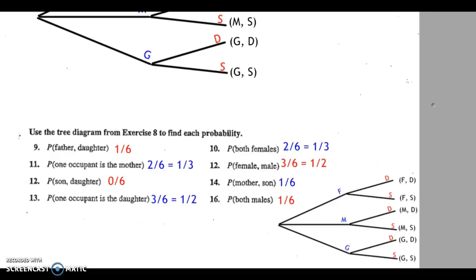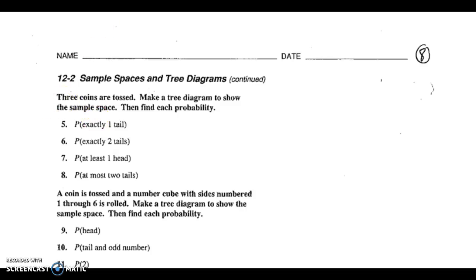Alright, let's move on to the next page. In this situation, there are 3 different events that happen. It says 3 coins are tossed. And it asks us to make a tree diagram to show the sample space, then find each probability. I'll allow you to try to draw this sample space, keeping in mind that there are 3 different events, not 2 as the previous tree diagrams have suggested, and then we'll try to find the probabilities. So draw the tree diagram now.